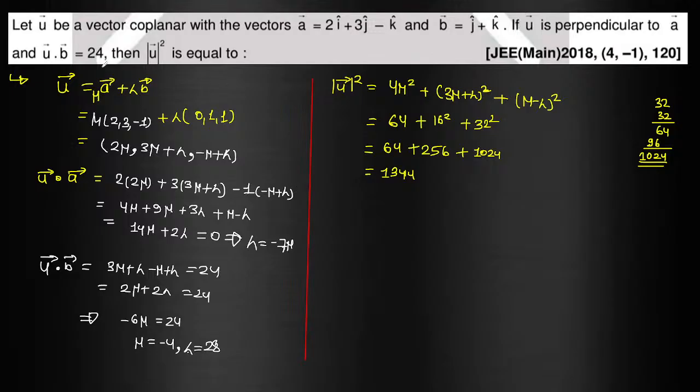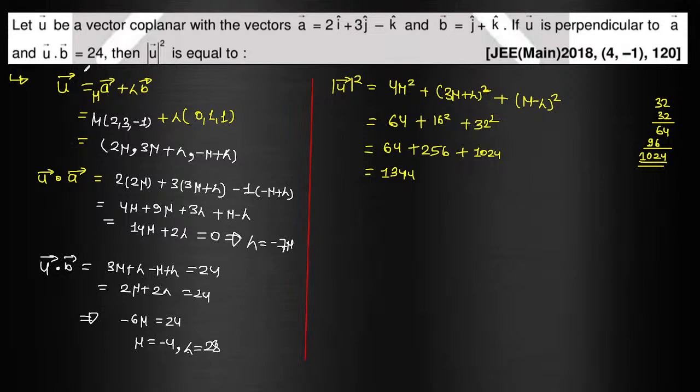Now we are given that U vector is a vector coplanar with A and B. So coplanar means mu times A vector plus lambda times B vector. If we add, we will get U vector as 2 mu i cap, (3 mu plus lambda) j cap, (minus mu plus lambda) k cap. Now U vector dot A vector is perpendicular, so if you multiply with A, 2 into 2 mu, 3 into (3 mu plus lambda), minus 1 into (minus mu plus lambda). This will be equal to 0. We will get lambda equal to 7 minus 7 mu.